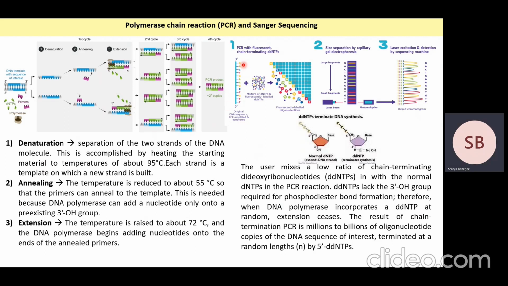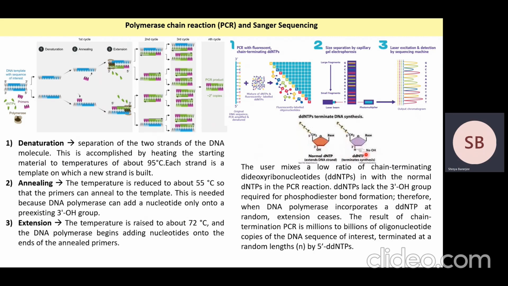Next, what is Sanger sequencing? So Sanger sequencing is a special kind of polymerase chain reaction where the user mixes a low ratio of chain terminating dideoxyribonucleotides or ddNTPs with the normal deoxyribonucleotides, dNTPs, in the polymerase chain reaction. So you can see this is the normal deoxyribonucleotide or dNTP, and this is a dideoxyribonucleotide or ddNTP, which does not have the 3' OH group. So this OH group at the 3' position is not present.